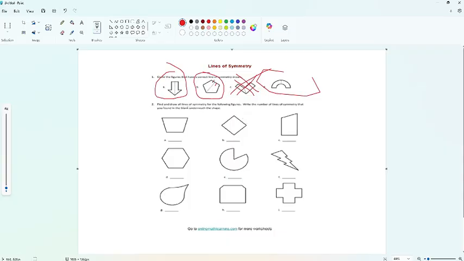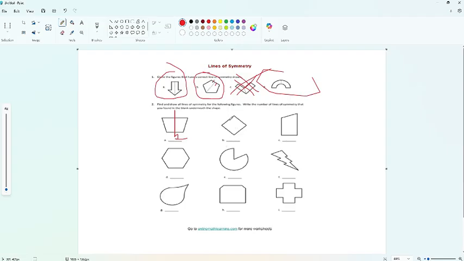Find and draw all lines of symmetry for the following figures. Write the number of lines of symmetry that you found in the blank. Okay, students, let's see. Let's see if this is able. No, this is not able to be done diagonally. So the only thing would be down the middle. I would say this would be one line of symmetry.